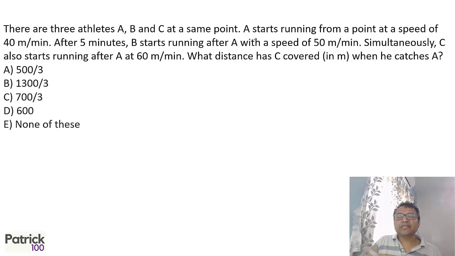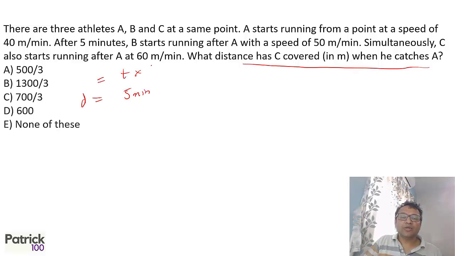A, B, C. A starts running from a point at a speed of 40 meters per minute. After 5 minutes, B starts running and simultaneously C starts running. So B and C start running at the same time. What distance has C covered when he catches A? Let's look at A and C only. In 5 minutes, the distance A has covered is speed into time, which is 200 meters.